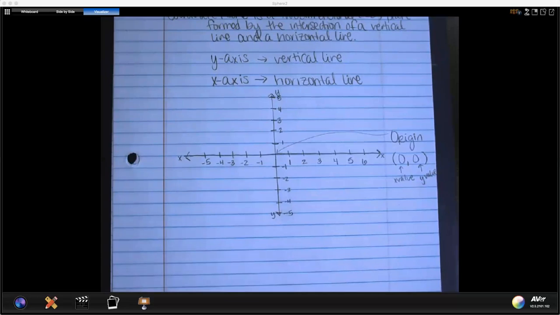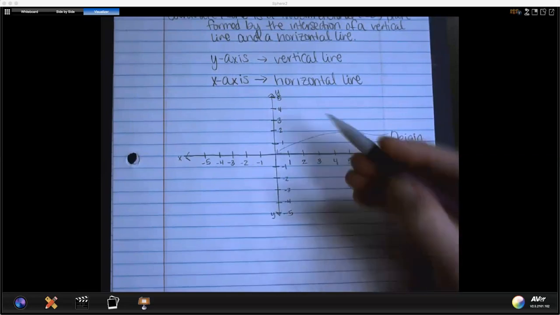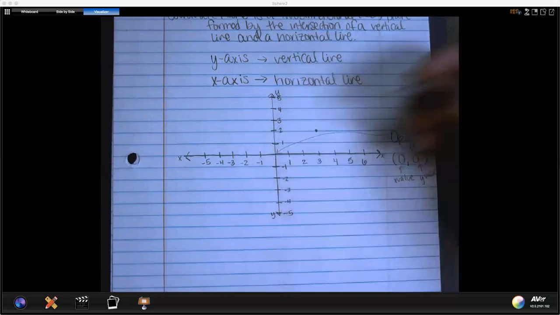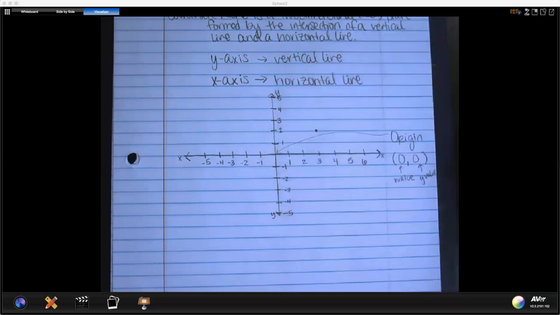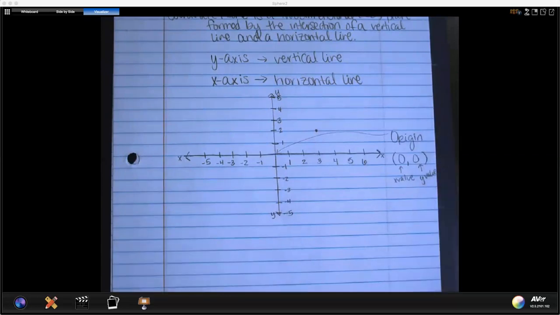Okay, so we said 3, 2. Let's get back to that problem now. We're gonna go to the right 3, and then positive 2 means we're gonna go up 2. So we're gonna place a little point there. Just make it enough to where it's identifiable, but not a giant zit on your paper, just a small little point. Doesn't have to be a giant circle. And then we're gonna label it.